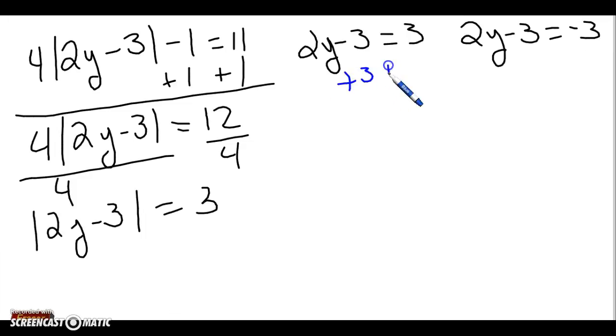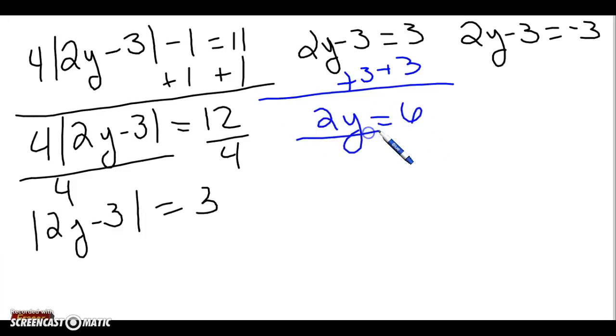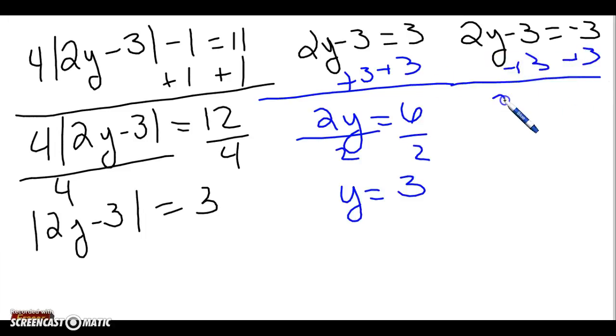First, I add 3 to both sides here, and I get 2y equals 6. Divide both sides by 2, and I get y equals 3. Here I'm going to add 3 to both sides, and I get 2y equals 0. Divide by 2, and I get y equals 0. So those are my two solutions.